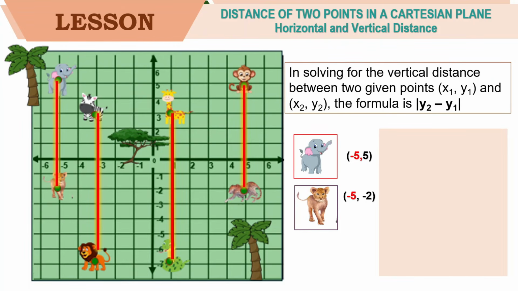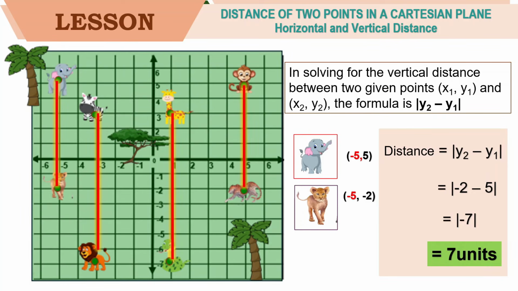So how do we compute for this? Actually, there's no difference except that we are going to focus on the y coordinates instead. Since they are vertically aligned, the x coordinates are the same. So the distance is equal to y sub 2 minus y sub 1, or more specifically, the absolute value of y sub 2 minus y sub 1. So let's use this as our y sub 2. We have negative 2 minus 5, and that will be equal to the absolute value of negative 7, which is 7. So they are 7 units apart.